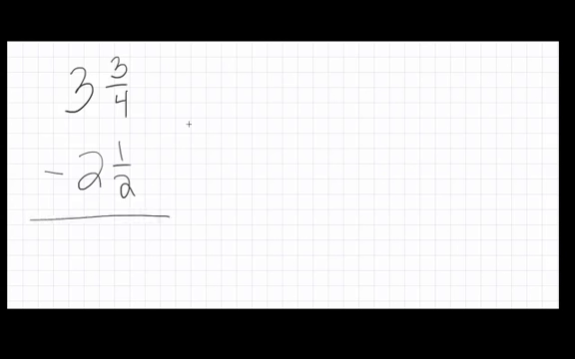All right, this is subtracting mixed numbers, which often includes borrowing, which can get a little bit complicated. So let's take a look. So we've got 3 3/4 minus 2 1/2. The process is basically the same.